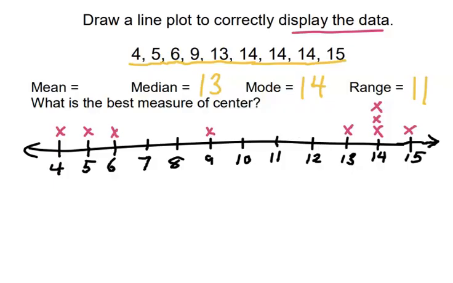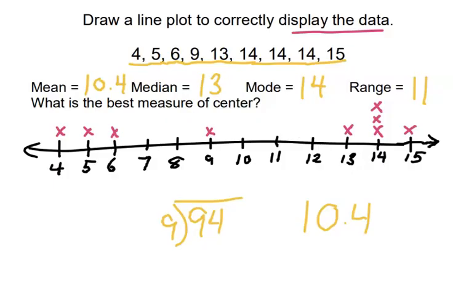4 plus 5 plus 6 plus 9 plus 13 plus 14 plus 14 plus 14 plus 15, and that equals 94. So we have 94, and we have 9 numbers in the data set. So 94 divided by 9 is going to be 10.4. Actually, it's 4444 repeated. So we'll just leave it at that, 10.4.